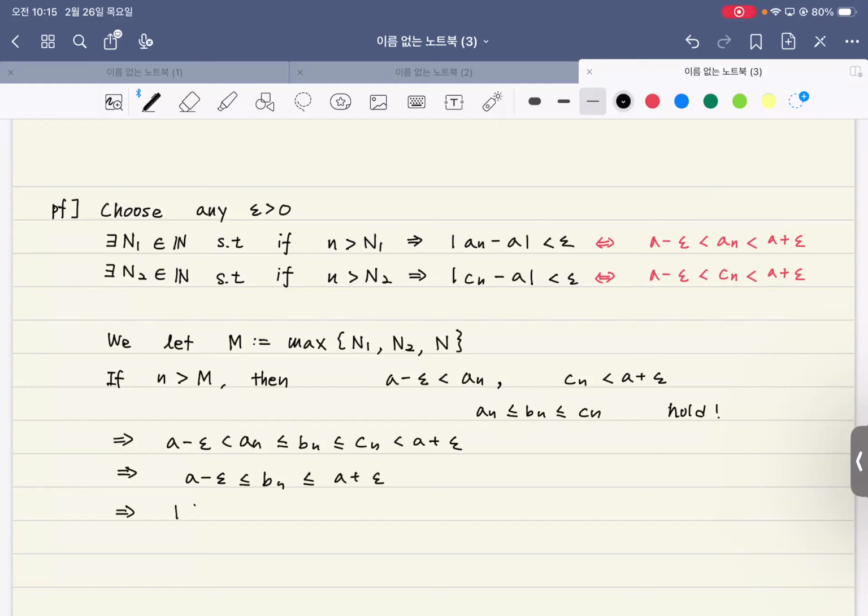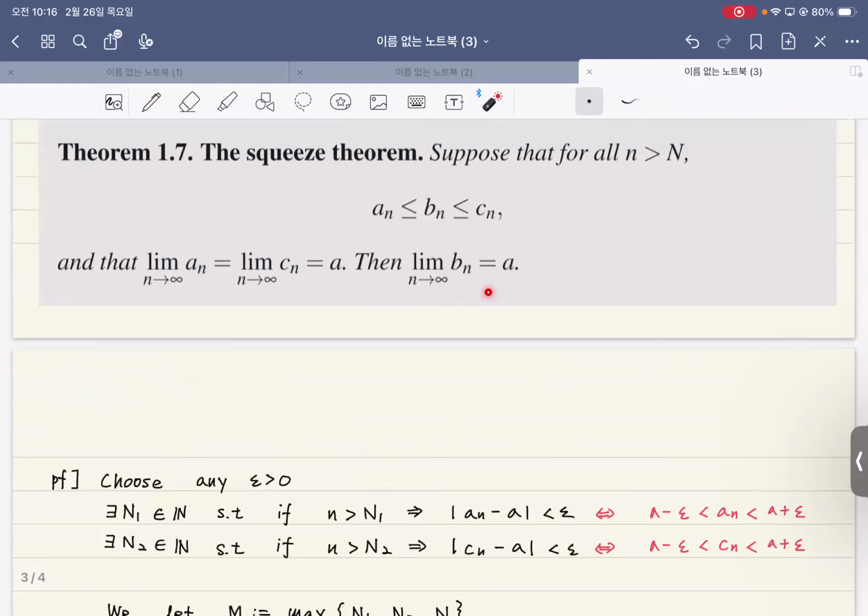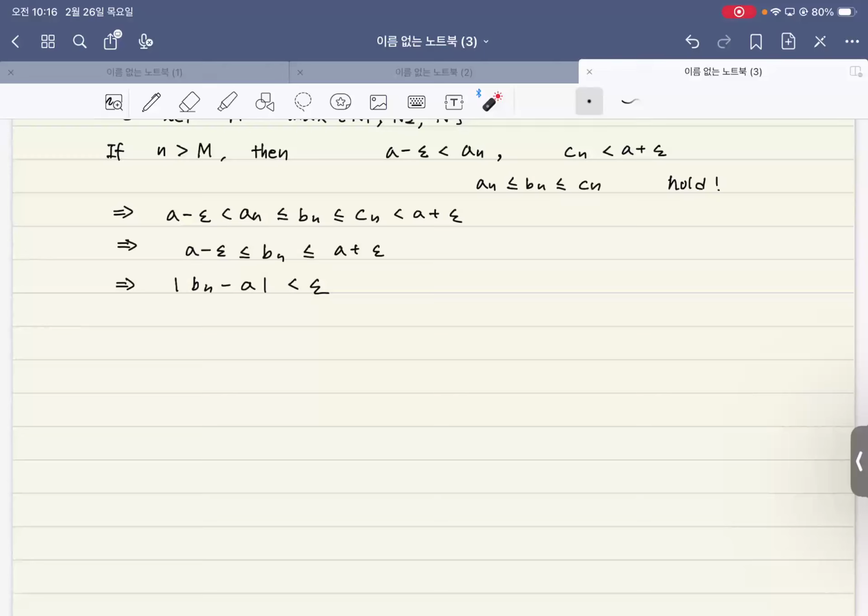Rephrasing this, it is exactly the same as saying the absolute value of BN minus A is less than epsilon. Right? Cutting to the point, for any given positive epsilon, I was able to find some positive integer m, and if your index is greater than this number, the distance between Bn and A is less than epsilon. So this implies Bn is converging to A. Good? Okay. Great.